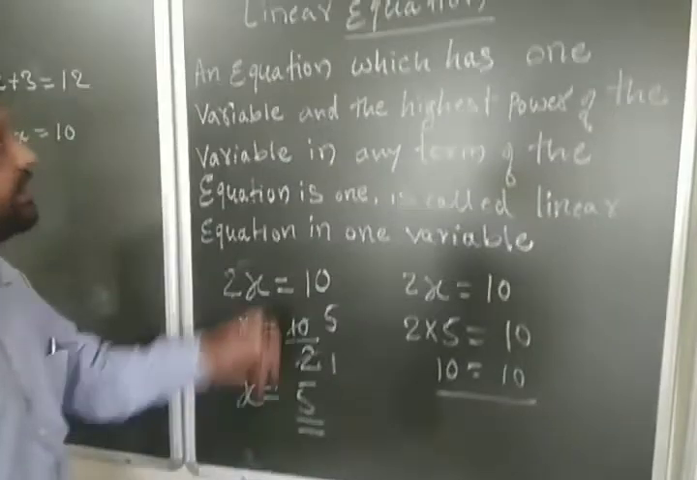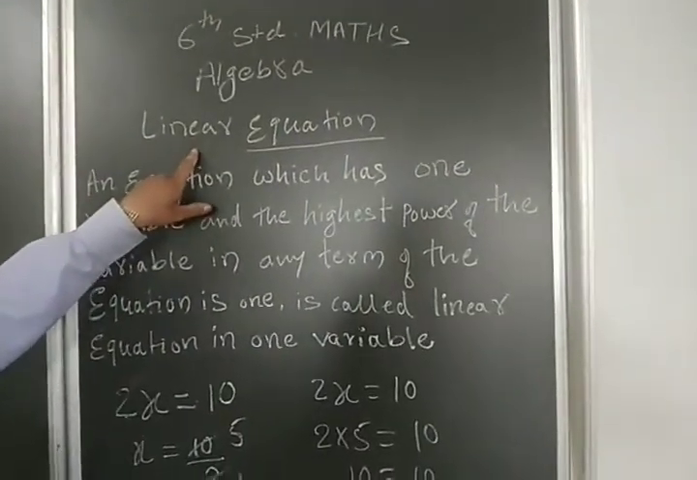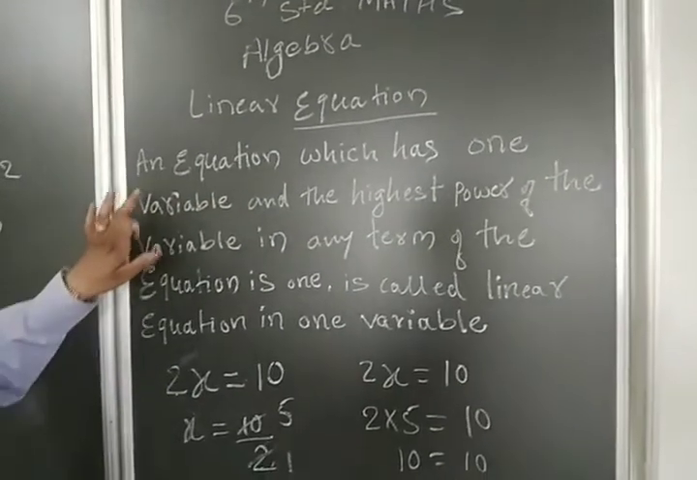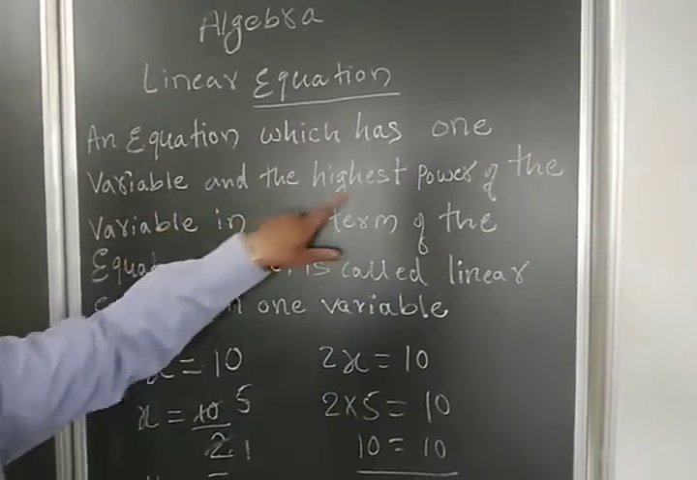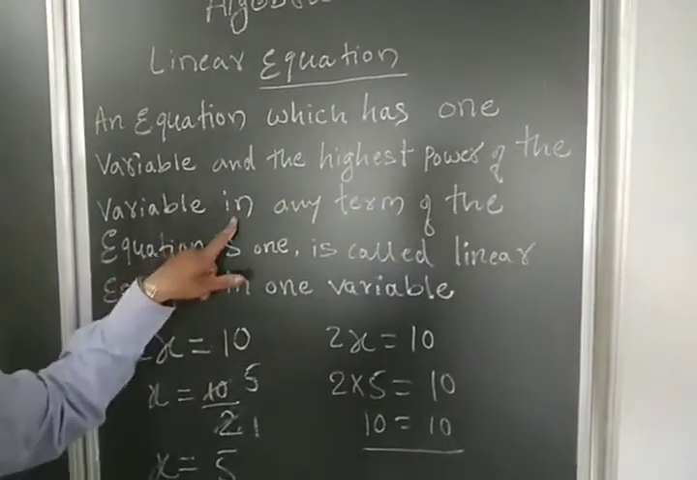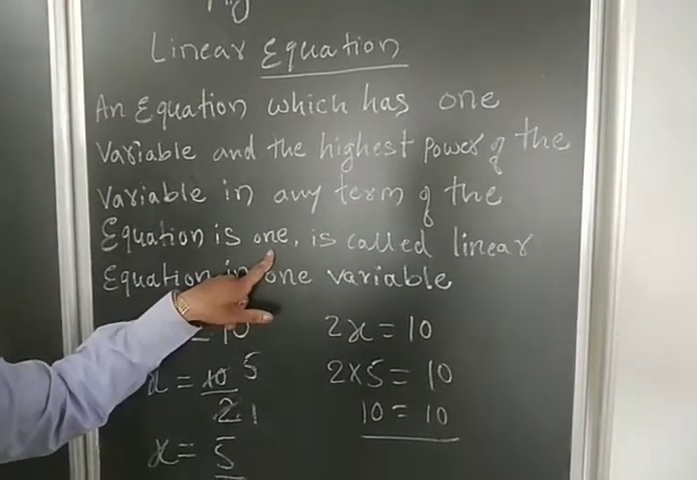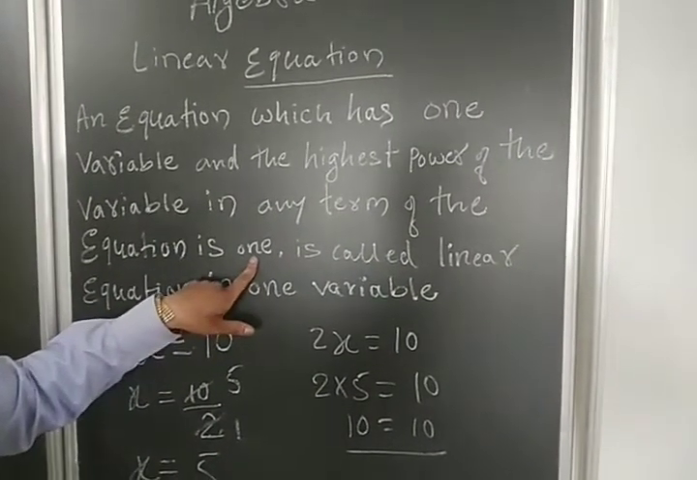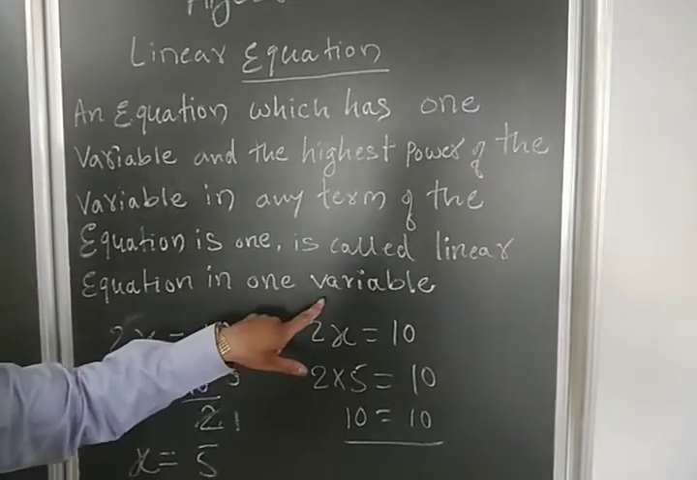So what we learn here is linear equation. In linear equation, we learn with one variable. Once again, what is the definition? An equation which has one variable and the highest power of that variable in any term of the equation is 1. So the highest power is how much? 1. So it is a linear equation. It's called a linear equation in one variable.